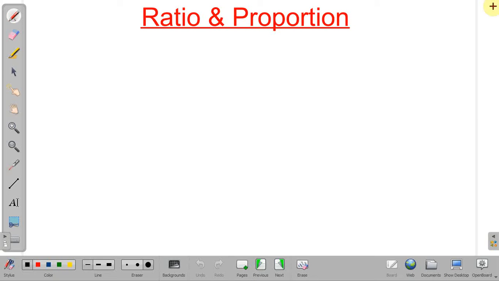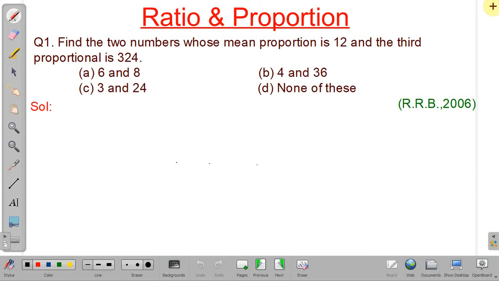In this lecture, we will discuss some important problems on the topic ratio and proportion. So let's start. See, in this first problem, it is given that the mean proportional of two numbers is 12 and the third proportional is 324, and we have to find the numbers. So we will assume let the numbers be x and y.